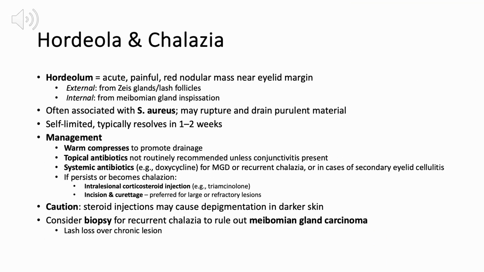Hordeola and chalazia are common eyelid conditions often linked to Staphylococcus aureus. A hordeolum presents as an acute, painful red nodule near the eyelid margin. External types arise from Zeis glands or lash follicles, while internal forms originate from meibomian gland blockage.